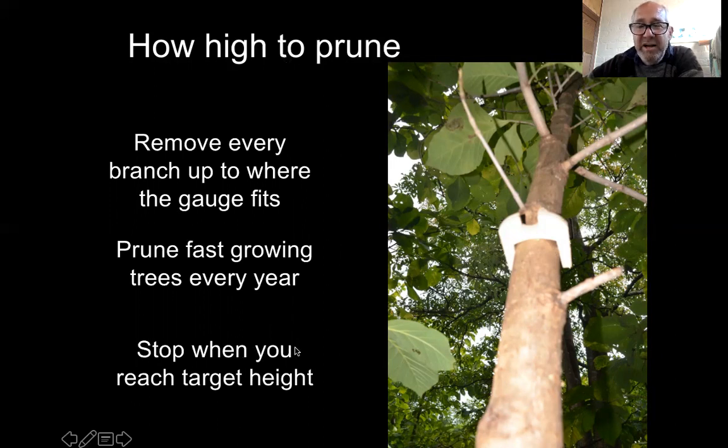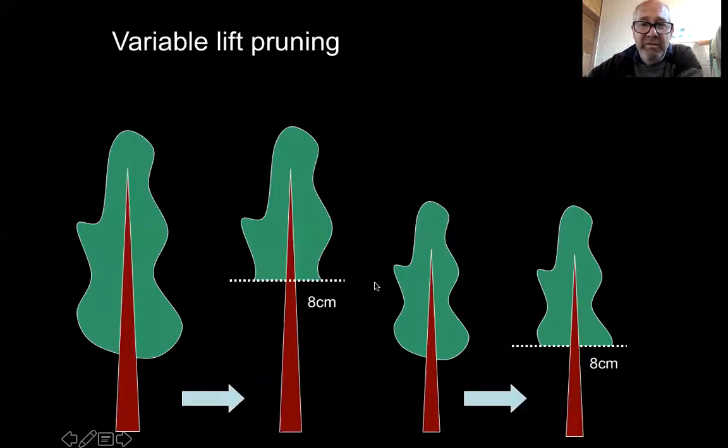Now, the target height could be a point where the tree becomes too difficult to prune because its form changes. It could be because you've reached that limit of your pole or your ladder, or because you've actually reached a point where you guarantee that you'll get a log at the length you actually want off the stem.